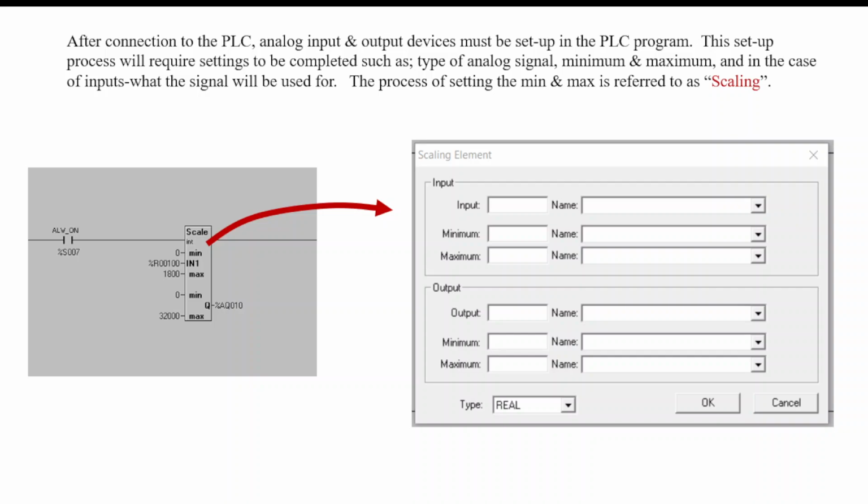After connection to the PLC, analog input and output devices must be set up in the PLC program. This setup process will require settings to be completed, such as the type of analog signal, minimums and maximums, and in the case of inputs, what the signal would be used for. The process of setting the min and max is often referred to as scaling.